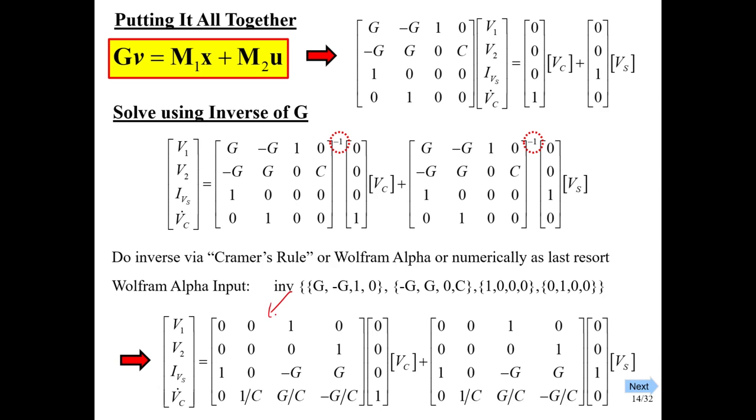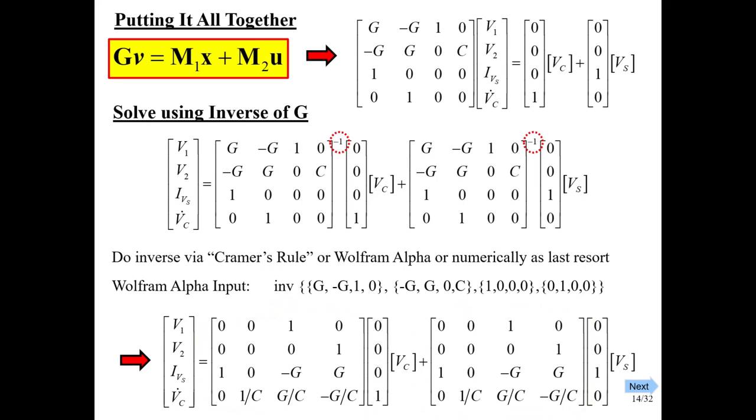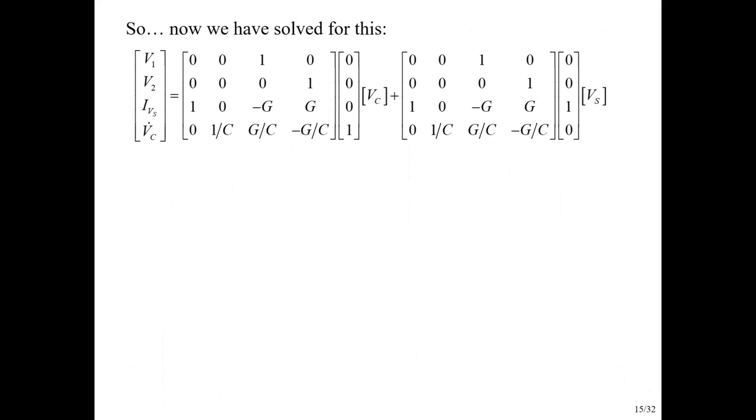So here it is here and also here, same thing. And see how everything still depends on G and C. So now I can implement this in my MATLAB with any value of G and any value of C that a user might provide. That's the way we want to do this. So now we've solved this. I've just rewritten this from the bottom of the previous slide.